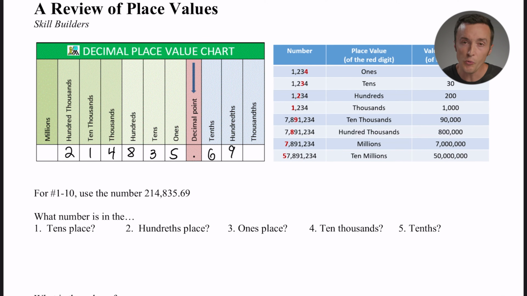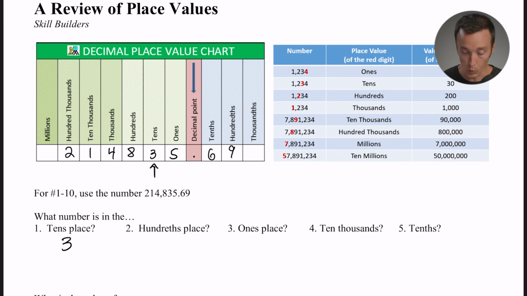So there's two main things that they'll ask you to do with this type of question. The first is just identifying which number is in which position. So for example, number 1, you're trying to find what number is in the tens place. Well, since I've already filled this out, I know that it is this number right here, which is a 3. There's nothing to it other than that. You're just looking and matching which one is in which place.